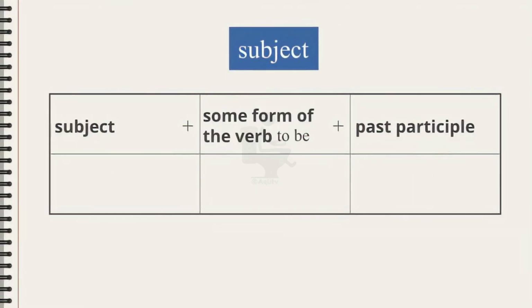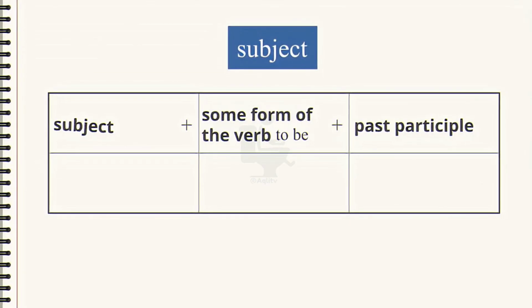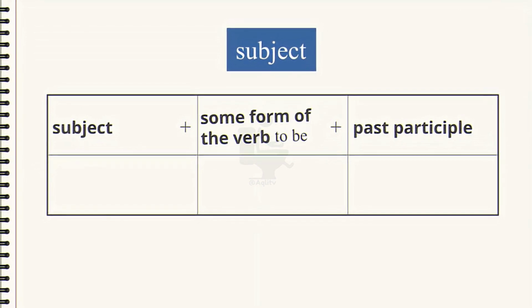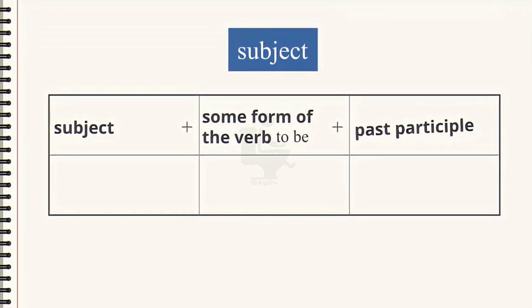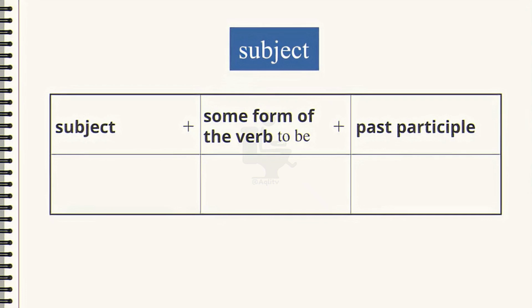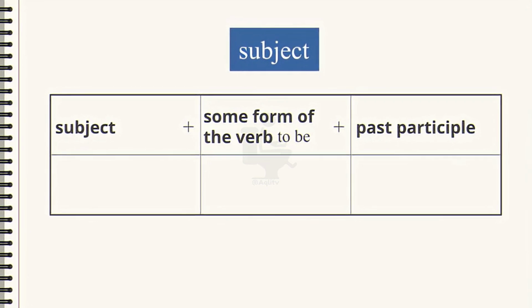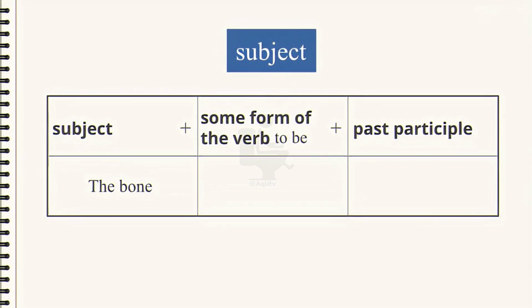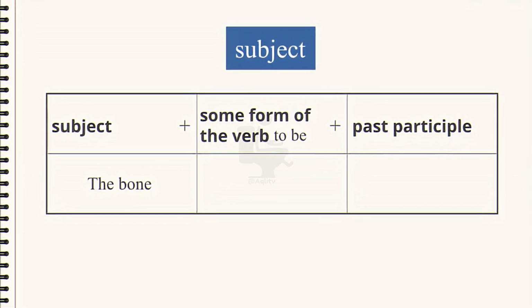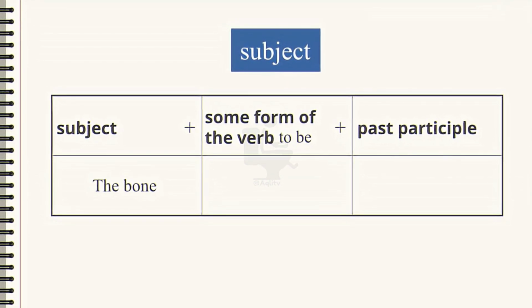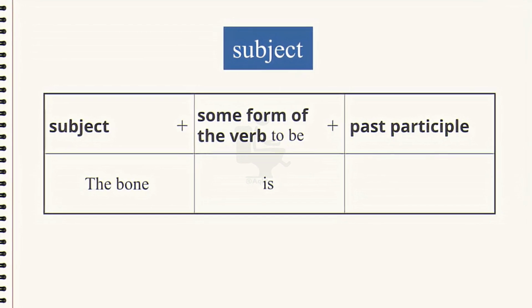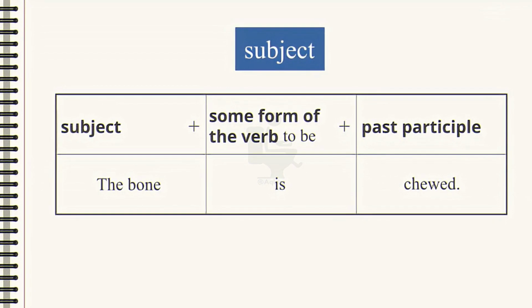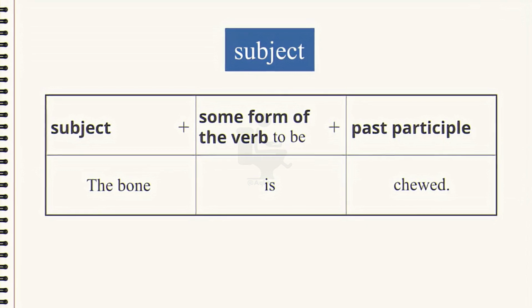The passive voice, remember, uses this order: subject plus some form of the verb to be plus past participle. We know that in the passive voice, the subject receives an action, so our subject becomes the bone. Next, we need some form of the verb to be plus a past participle. Chews becomes is chewed. The bone is chewed. Aha! We've formed the passive voice.